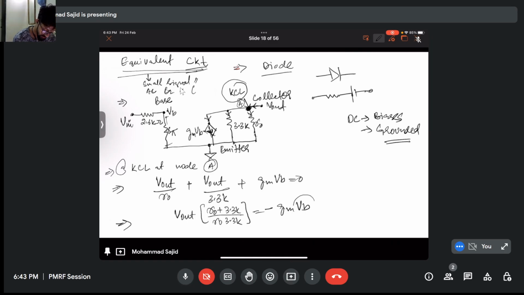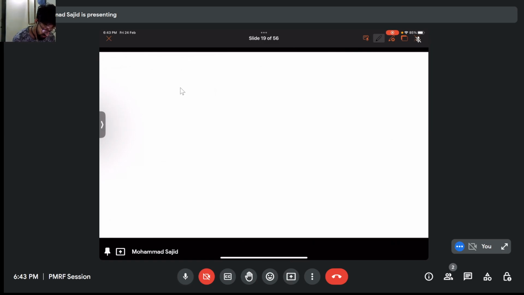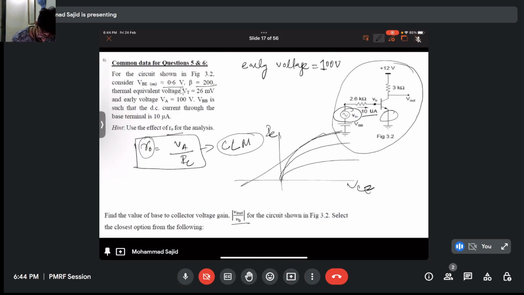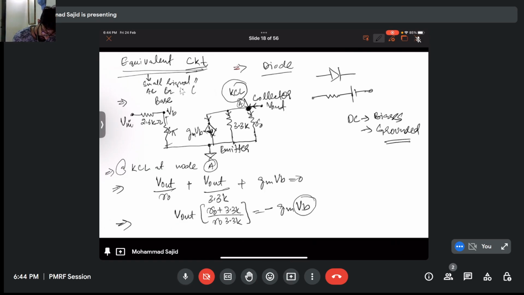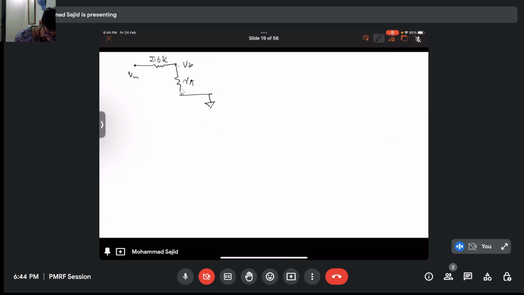And now let's just see what VB is. We drew the circuit. This is GM, this is 2.6K, this is your R pi, and this is your ground. This is your VB. The question asks us to calculate V output by VB, and this can be directly calculated, right? Well, we can do the VB part later. Just ignore this for a second.